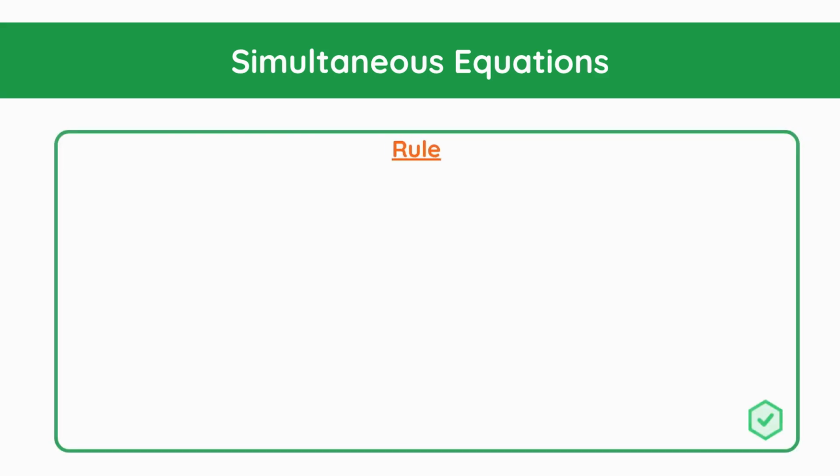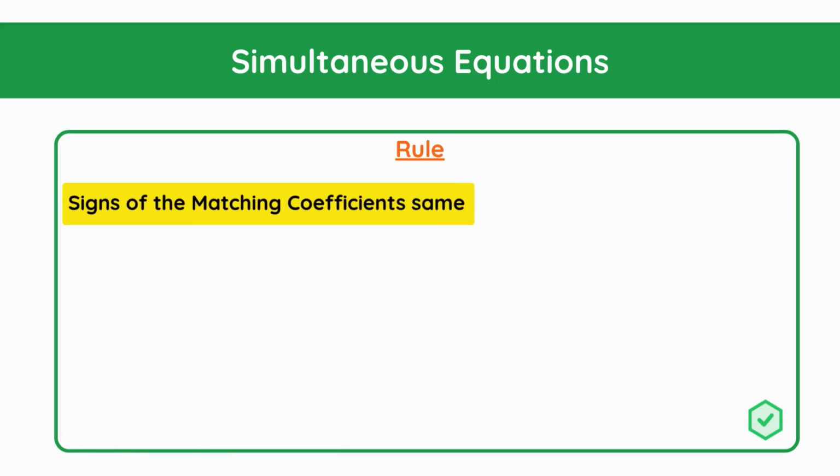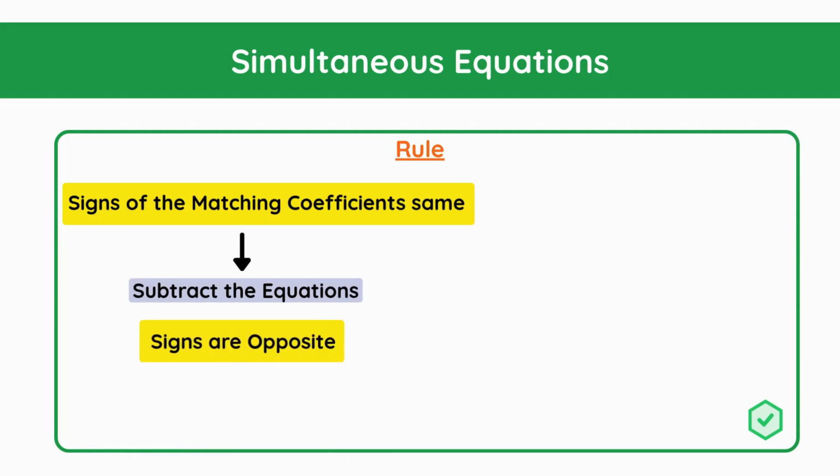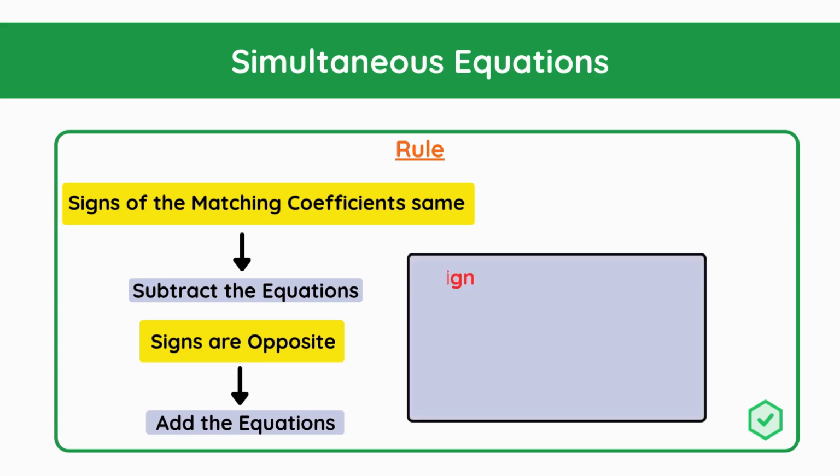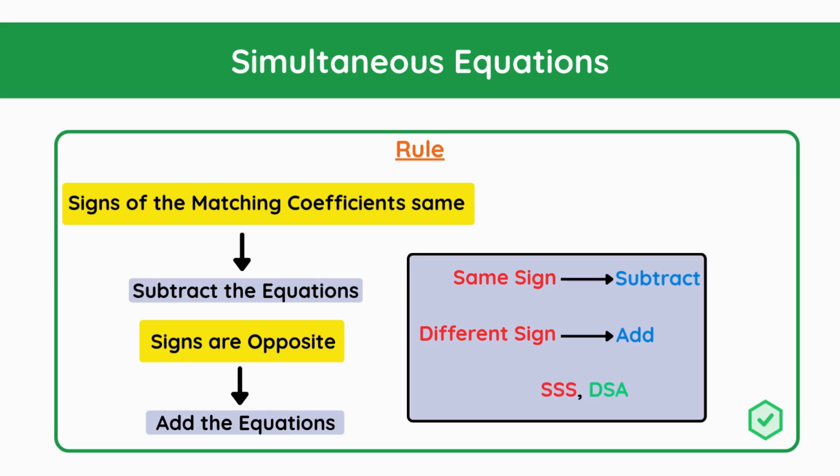Let me give you a quick rule that you must remember. If the signs of the matching coefficients are the same, you subtract the equations. If the signs are opposite, you add the equations. A simple way to remember this is same sign subtract, different sign add, or SSS DSA.